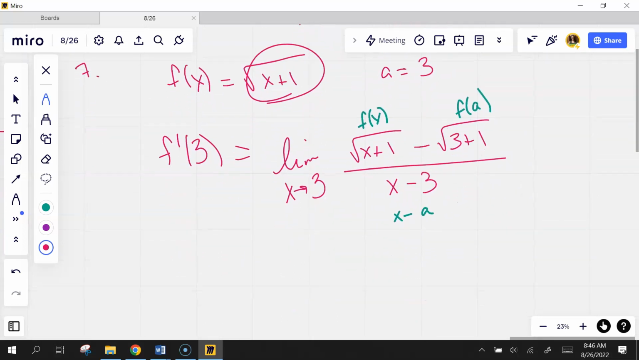All right, so now we work on cleaning it up a little bit. And I have the limit as x goes to 3 of the square root of x plus 1 minus 2, since 3 plus 1 is 4, over x minus 3. What in the world can I do to possibly get to where I can plug in?